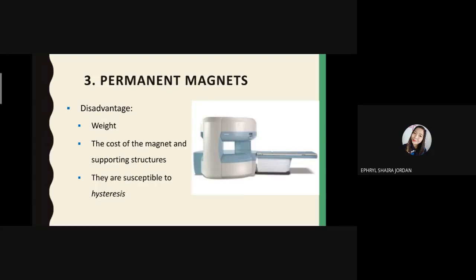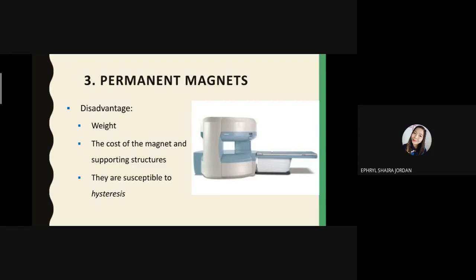So, ang cost and the supporting structures. Because of the magnets present, kailangan din ng permanent magnet ang room, dapat stable ang floor. So, kailangan mag-invest ng institution sa flooring nila. Hindi lang yung mumurahing flooring. So, dapat stable talaga ang floor kasi mabigat ito siya na system. And in addition, permanent magnets are susceptible to hysteresis. So, hysteresis is a time-varying change in the field.